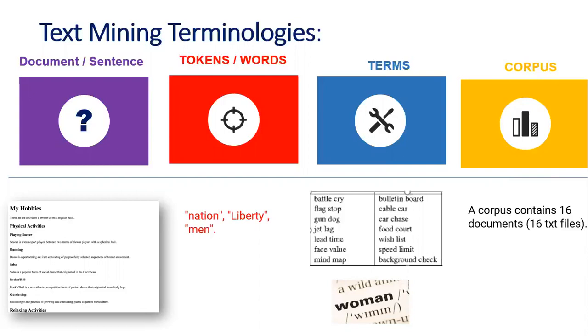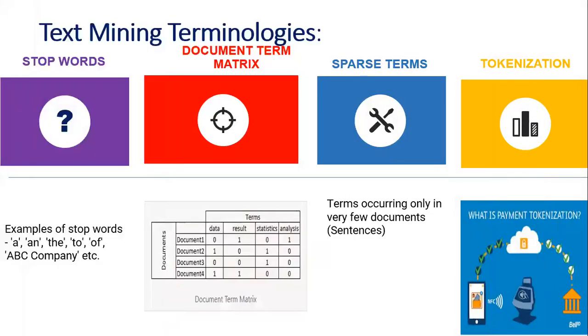Terms represent single words or multi-words. Single words such as woman, civil, or multiple words such as civil war, battle cry, flag stop, etc. Corpus is a collection of documents or a database. For example, a corpus contains 16 documents, that is, 16 text files.